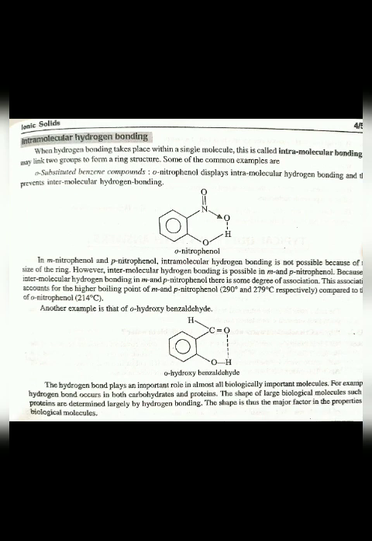Another example is that of orthohydroxybenzaldehyde. The hydrogen bond plays an important role in almost all biologically important molecules. For example, hydrogen bond occurs in both carbohydrates and proteins. The shape of large biological molecules such as proteins is determined largely by hydrogen bonding. The shape is thus the major factor in the properties of biological molecules.